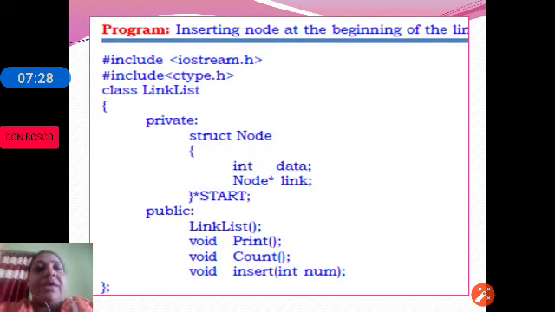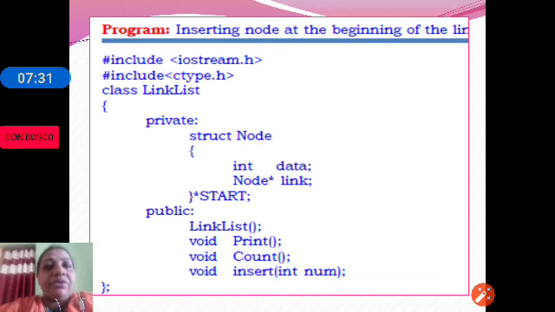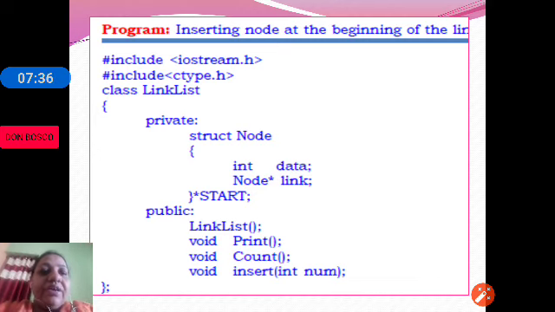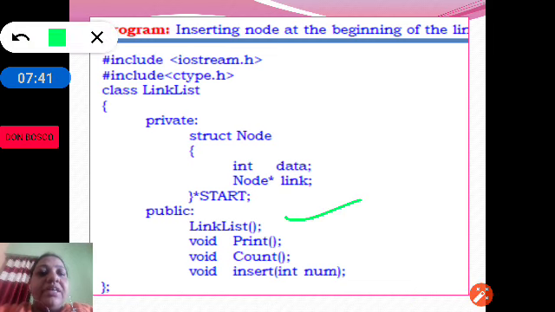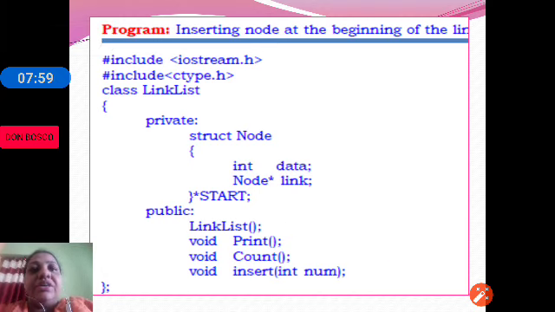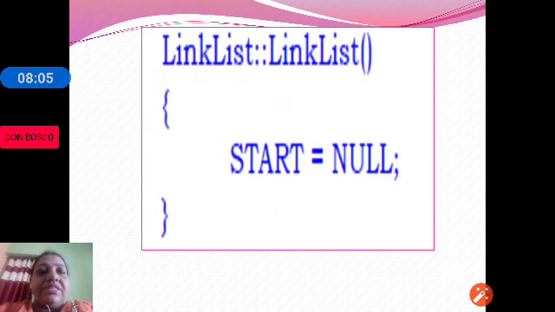So here we have a program which will add a node to the beginning of the list. First we are creating a list, then we have a linked list constructor, and then we have print, count, and insert. Print will print the nodes' data, count will tell us how many nodes are available, and insert will add the node at the beginning of the list. So let us start with the constructor.